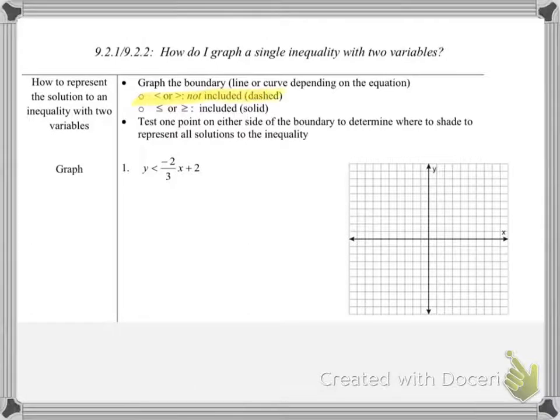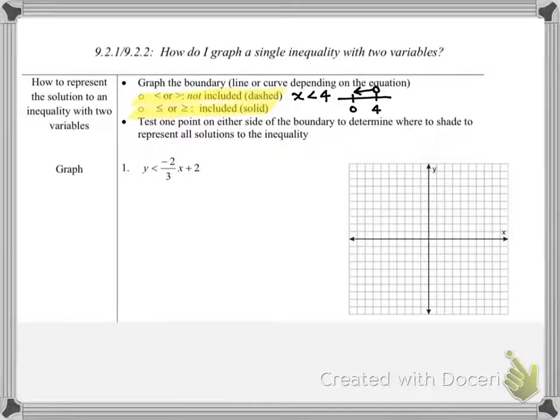Okay, there we go. So when I'm thinking about whether I'm going to have a solid boundary or a dashed boundary, I'm going to go back to what I had done previously. If this was just a single variable, for example, say I have x is less than 4, then that less than part would tell me on the graph at 4 that I would have a hole in the graph, like an empty dot. And then, of course, I'd be following the arrow tip.